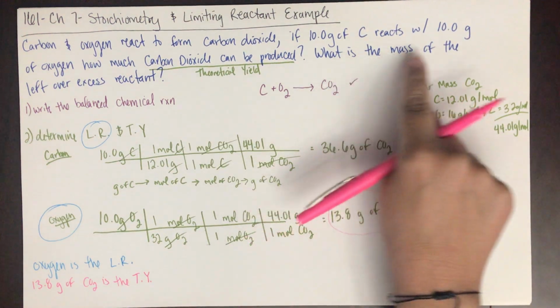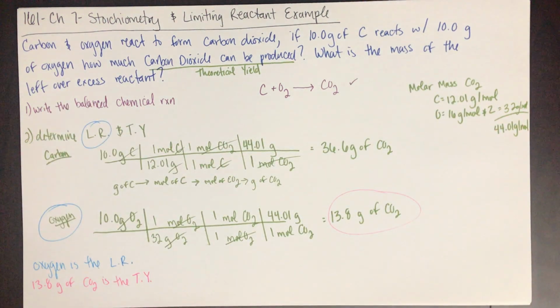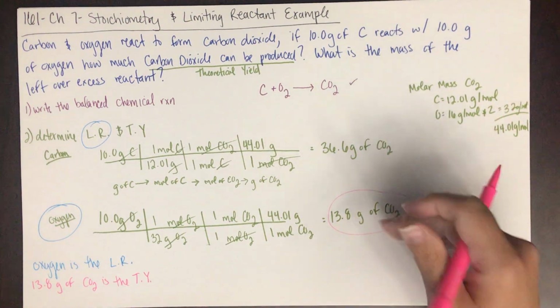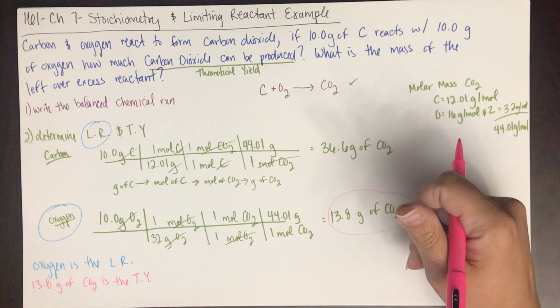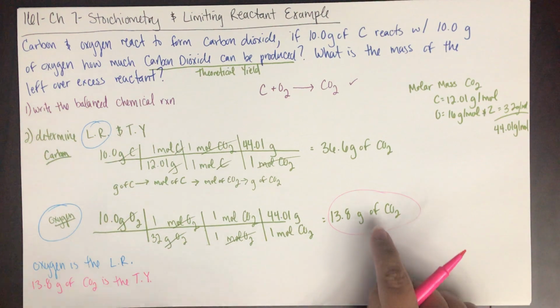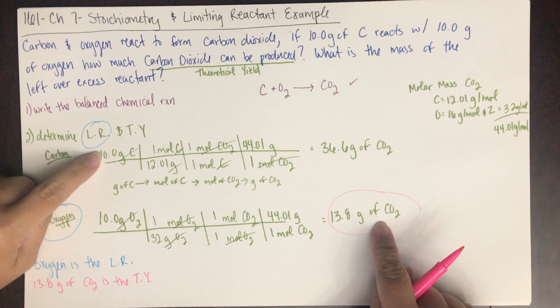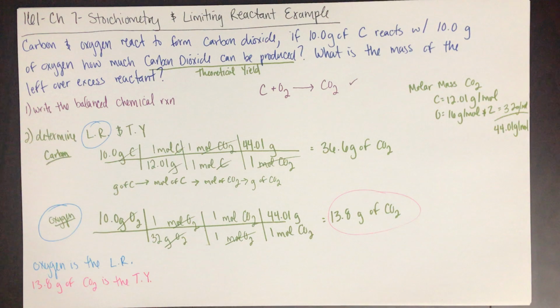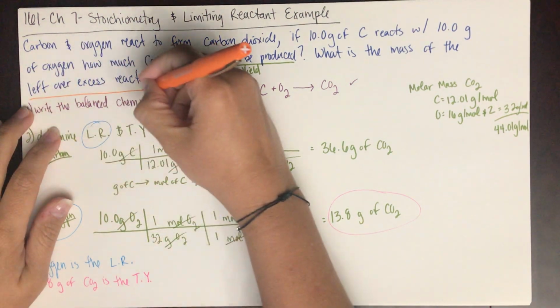The next part of the question said, what is the mass of leftover reactant? So I have more carbon. You can't just subtract these two from each other. I'm only going to be able to make 13.8 grams of carbon dioxide. How many grams of carbon is it going to take me to make 13.8 grams of carbon dioxide? Then you would subtract that amount from the amount that you start with. So let's do that right down here at the bottom. So we're going to say, what is the mass of leftover excess reactant?